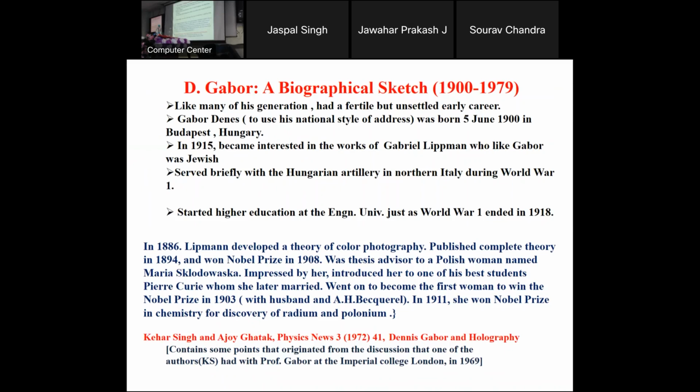Now, Lippmann in 1886 derived the theory of color photography. He published the complete theory in 1894 and won the Nobel Prize in 1908. Remember, Lippmann gave the theory of color photography using photographic emulsion. It is not selective absorption, as in color photography films. He used to work with the photographic emulsion. So he gave the theory of this and showed this is possible.